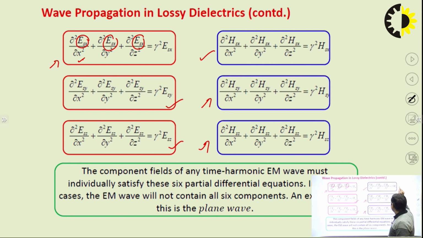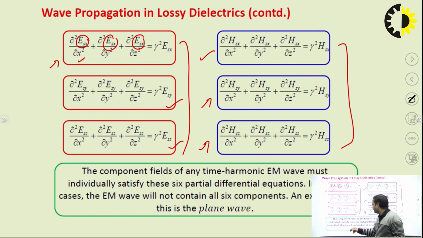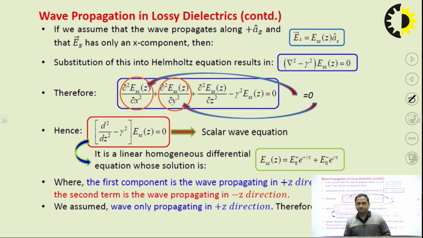Okay. So, these are representing the H component in all the x, y, z directions, and this is representing the E component in all the different coordinate systems of the Cartesian coordinate. So, the component fields of any time harmonic EM wave must individually satisfy these partial differential equations. These equations are very important to find the wave equation in the different parameters.